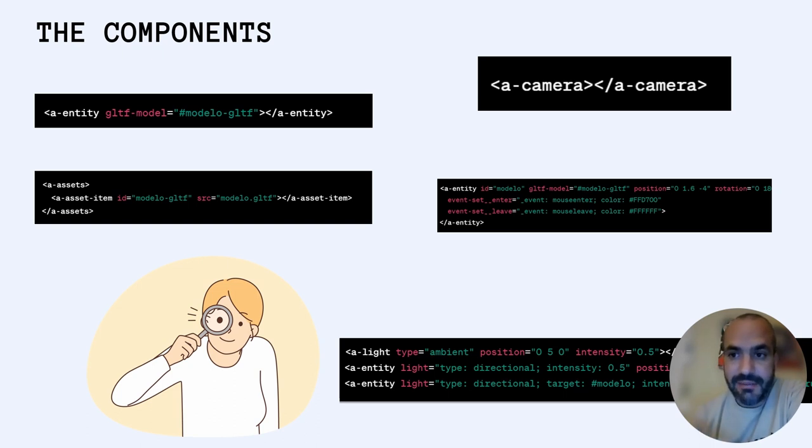Interactivity and events is another component. In this example, we can make our entities respond to user events, such as a click and changing device position. And it's very important to use the event-set and raycaster components to manage the interactivity in the scene.